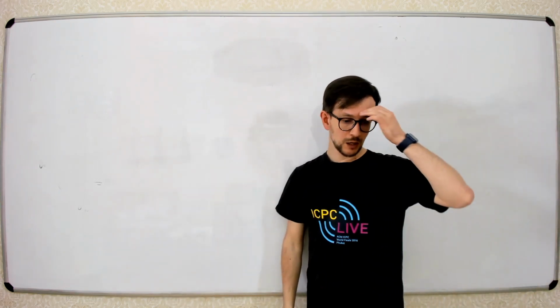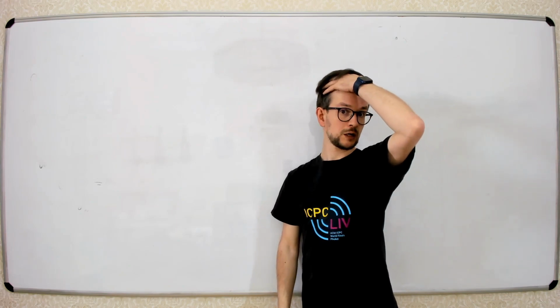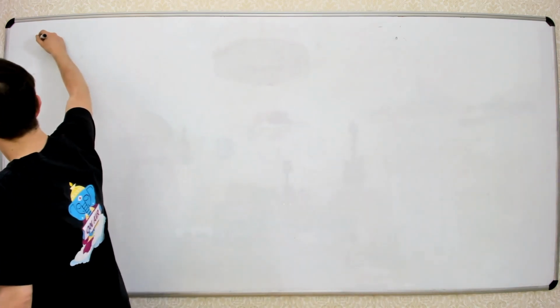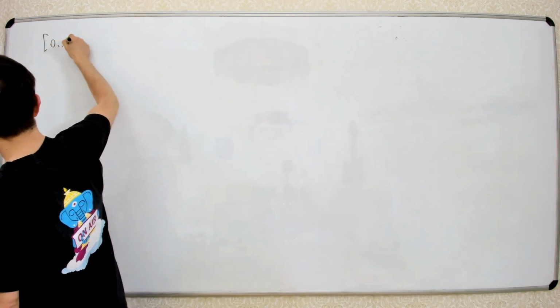Imagine you have only numbers from 0 to n minus 1. So we have only numbers from 0 to n minus 1.